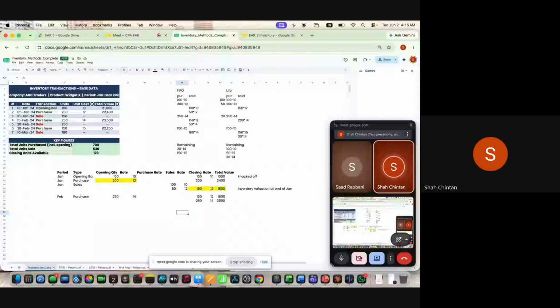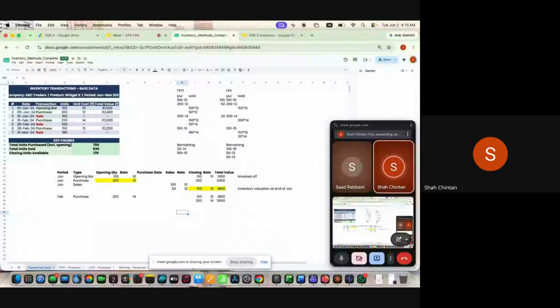Now, let's say you went into the February month and you have done a certain purchase again. This is 250 units at $14 each. No sales are done. So what is your inventory now? You have a total inventory of, let's break it down, 150, which is coming from the January closing number, and 250, which is coming from the February purchase. So after this transaction, your ending inventory stands at $5,300.